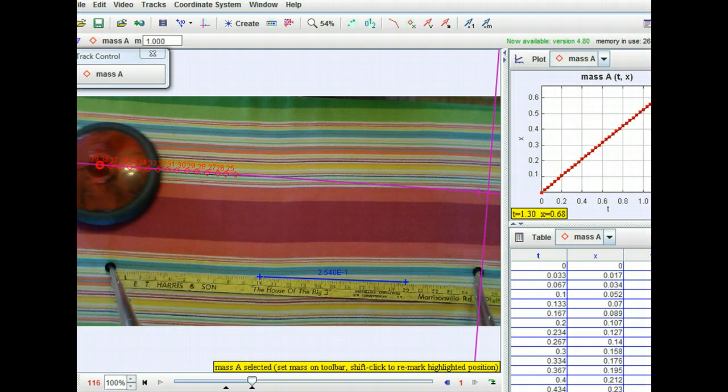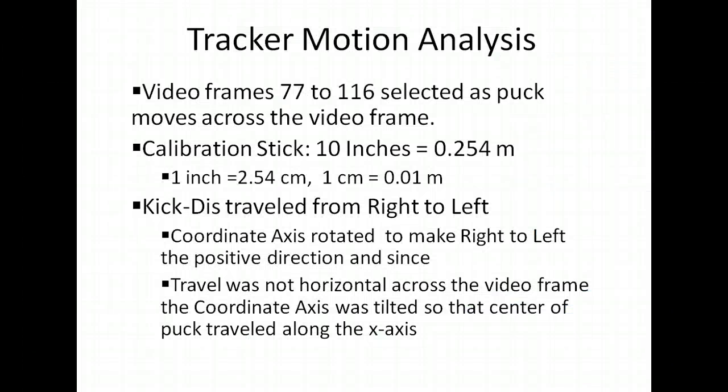Here is the Tracker screenshot showing the measuring stick overlaying the ruler for 10 centimeters, and the axis was rotated around and tilted. I used video frames 77 to 116.